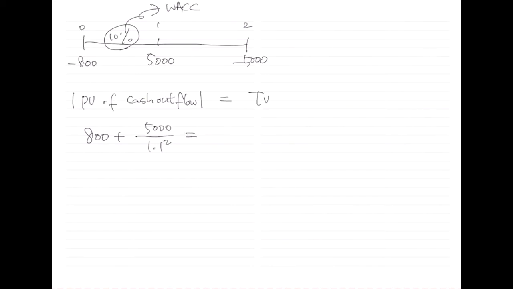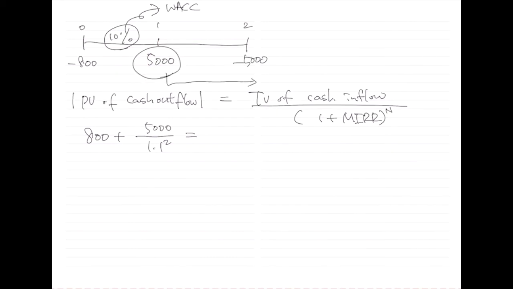It is same with what? Terminal value of cash inflow, and then it should be discounted with what? 1 plus MIRR power of n. So there is only one cash inflow. This number should be compounded 1 time, right? That is the terminal value.